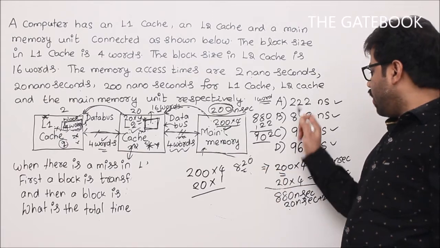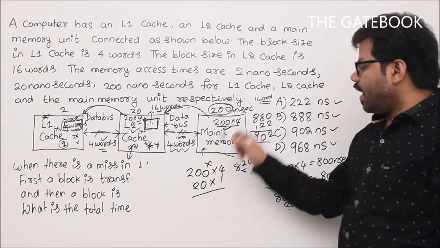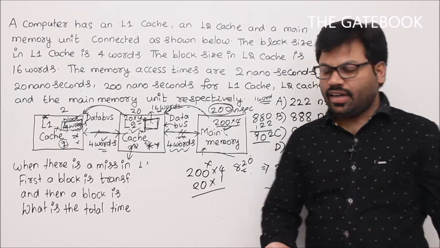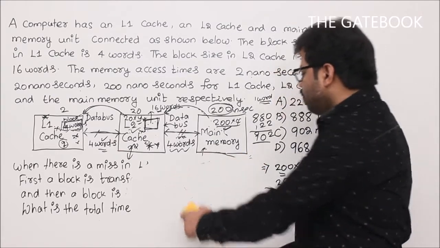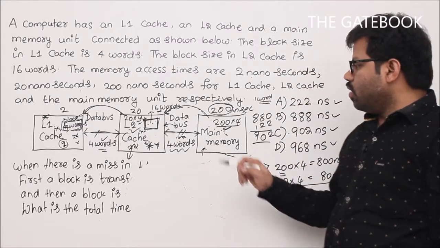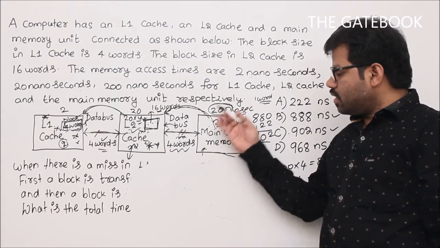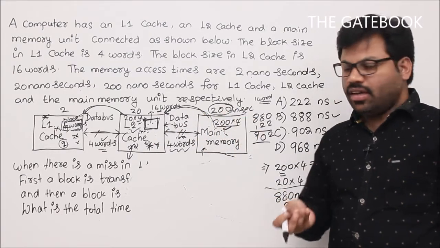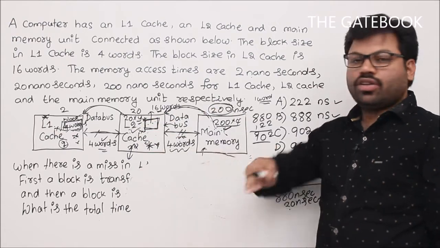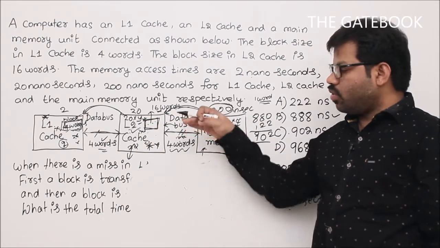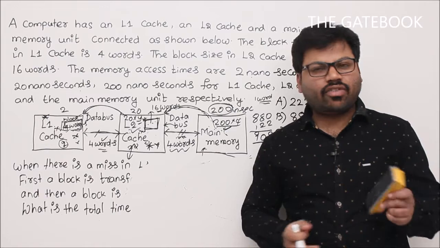But there is no 820 here. That means the examiner is not thinking in that way. So maybe the examiner is thinking in this way: while accessing main memory, don't consider accessing the cache. Access the main memory, then store the data into L2 separately. That's why we have to count that also. Okay, it depends on the question, that's it.